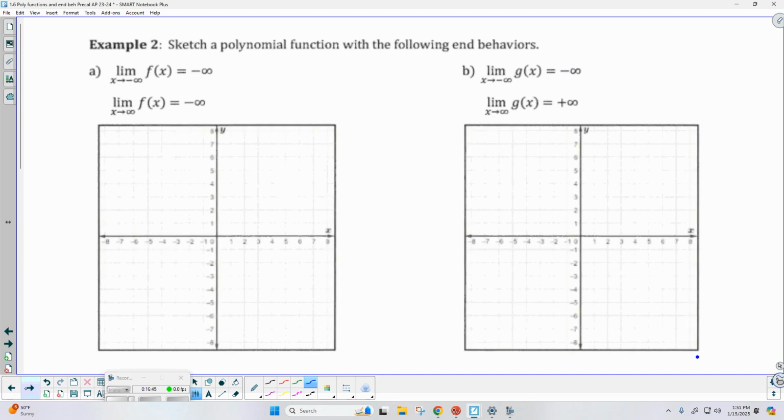Example 2, sketch a polynomial function with the following end behaviors. Okay, so A, it says we have the limit as x approaches negative infinity. Remember, that's the left side. So I want it to be negative infinity. And the limit as x approaches positive infinity, remember, that's the right side of your graph. Okay. Well, how many different graphs do you think would satisfy these two conditions? A lot. Okay.